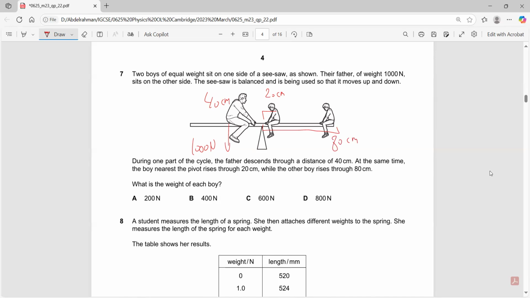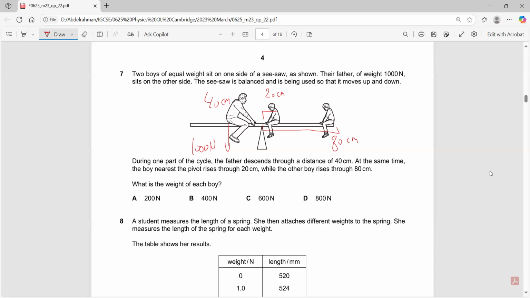For example, you have force and distance and force and distance. You have a moment question. Can I try and solve it in this way? Yes, I can. The father is exerting an anti-clockwise moment, and they are both exerting two clockwise moments, right?